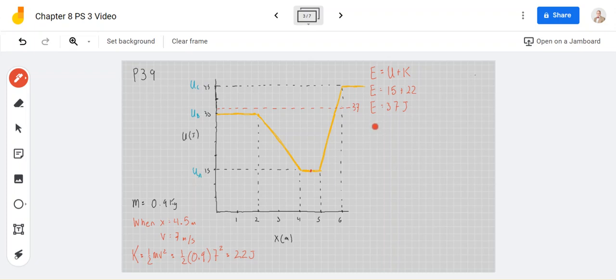So it wants to know, what is the speed when x is equal to 1, sorry. Okay, well, E is equal to U plus K.